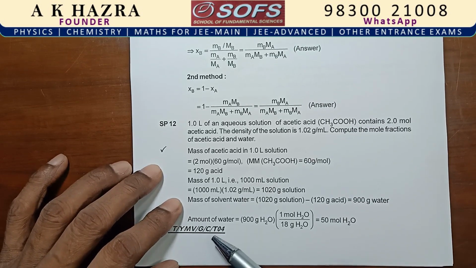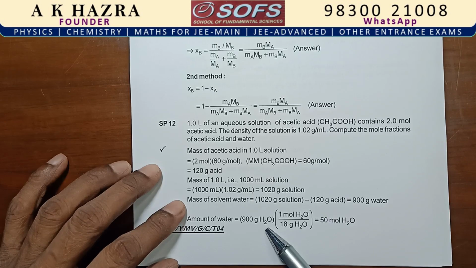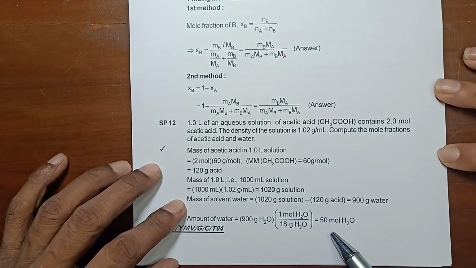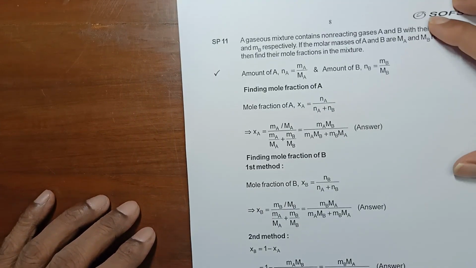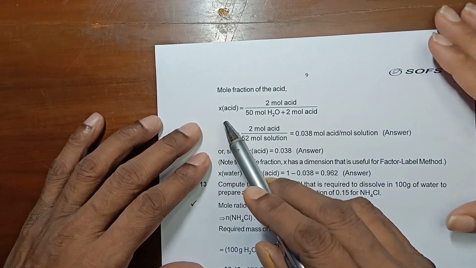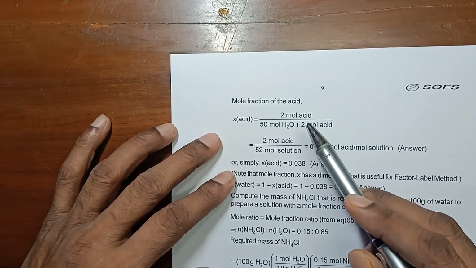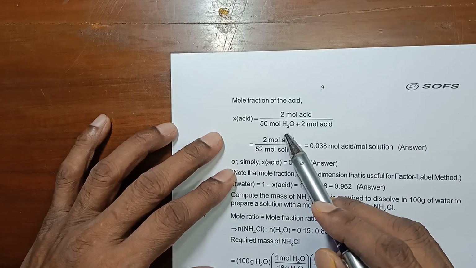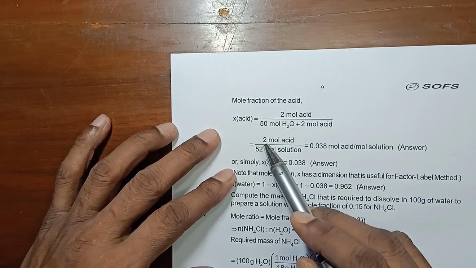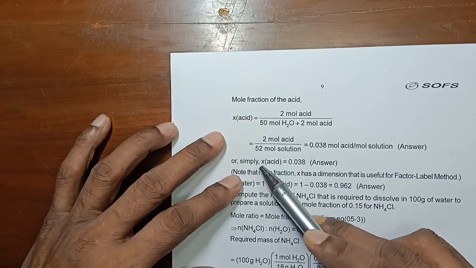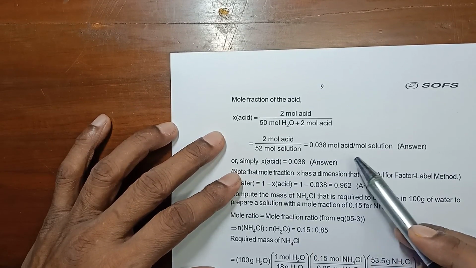Now we will find the amount of water. 900 gram water. You know the molar mass of water is 18 gram per mole. So we need mole, so mole will appear in the numerator. We have to cancel gram, so 18 gram will appear in the denominator. So 50 mole water. Then mole fraction of the acid is equal to what? Amount of acid is 2 mole, and total number of mole of solvent and acid is 50 mole water plus 2 mole acid. So 2 mole acid by 52 mole solution. So if you calculate, 0.038 mole acid per mole solution.